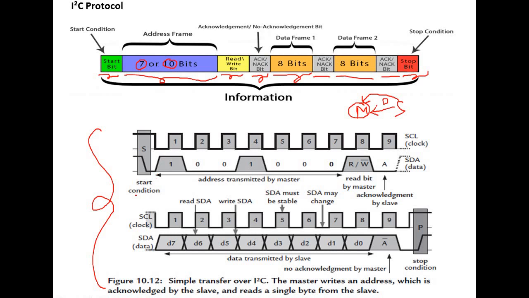Coming to the protocol, first the master sends a start condition by pulling SDA, the serial data line, low while SCL is high. This is called a start condition. What will the master do? The master will make the serial data line go from high to low while the serial clock is in the high state. This condition is called a start condition. First, it initiates the start condition like this.